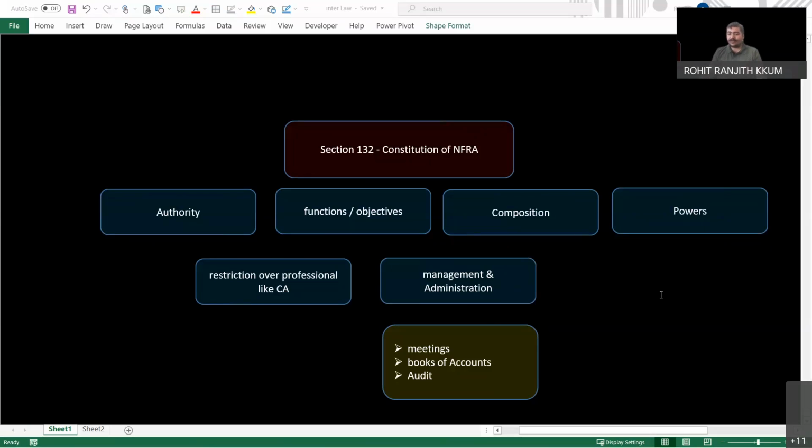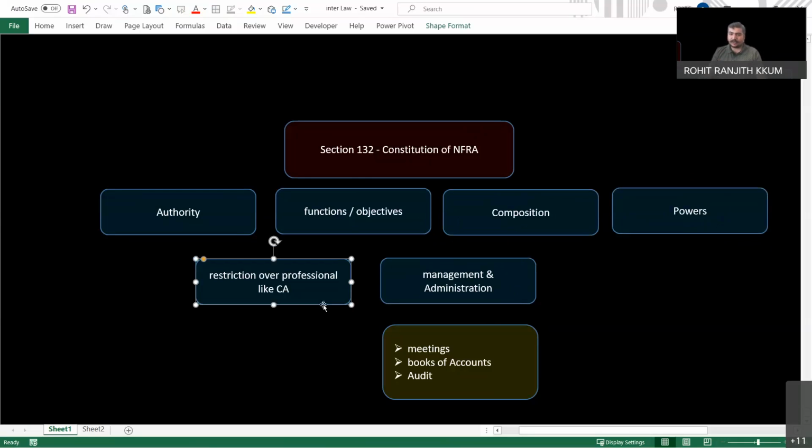Okay, functions and objectives we are going to learn about. Composition, as I told you, we are going to learn: chairman, certain members would be there. What are the powers? That also I'm just going to read there. Look, over here, I don't want to waste much of my time in explaining, because after 132, 133 will be there, 134 will be there, and 135. That is the major point to be discussed from where the questions are expected.